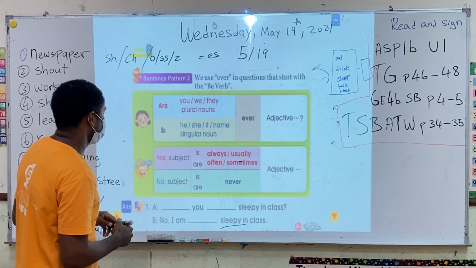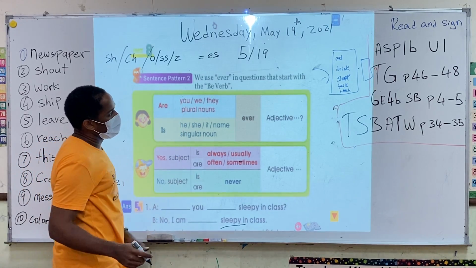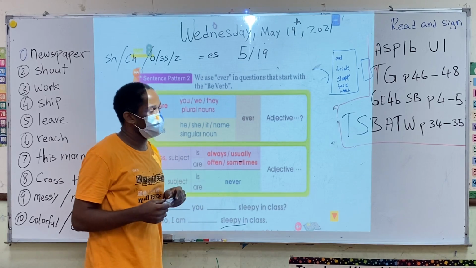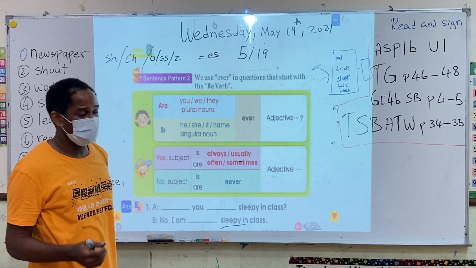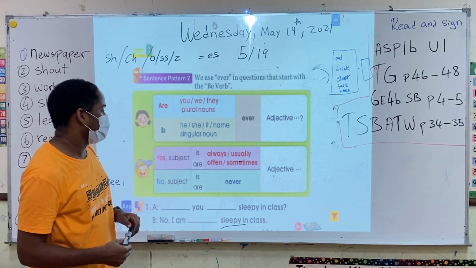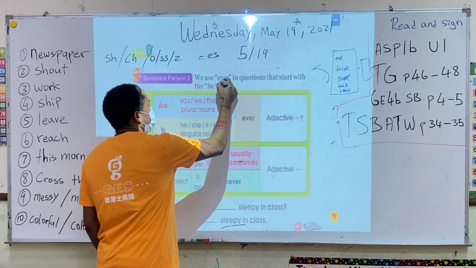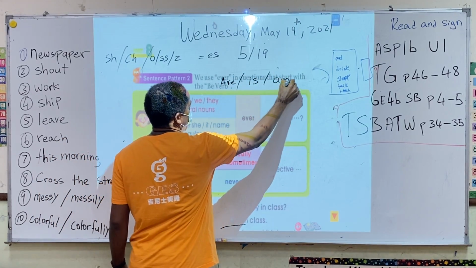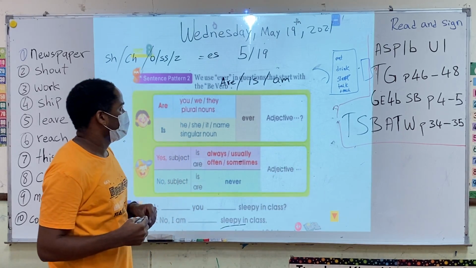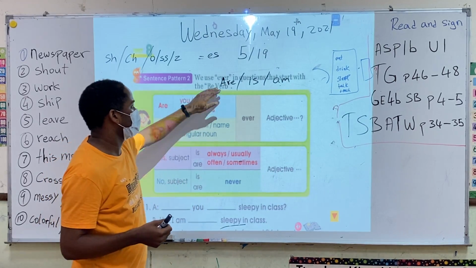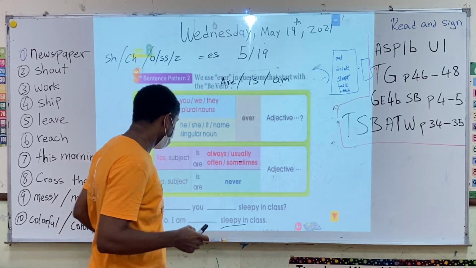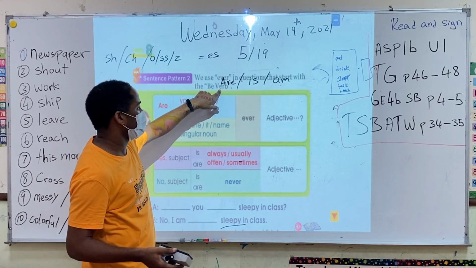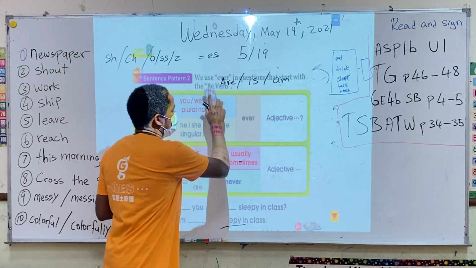Okay, now we're going to use "ever" in a question that starts with the be verb. You know the be verbs are: are, is, and am. Okay? These are the be verbs. Good. So remember, the be verbs, one more time: are, is, and am.